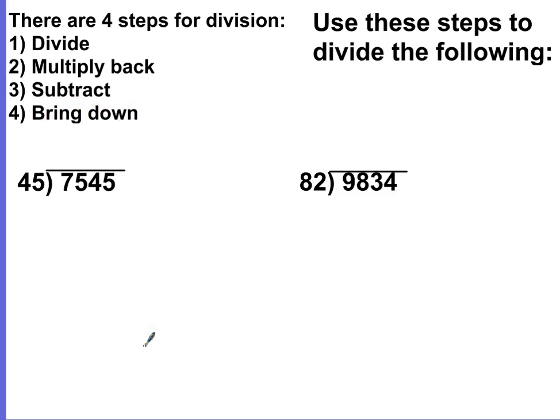So copy these two problems on your binder paper and divide both of them. If you have a remainder, you can write your remainder either as a fraction or as a decimal. That would be your choice. Okay, so take about 3 minutes, and let's give you 4 minutes, and complete both division problems.